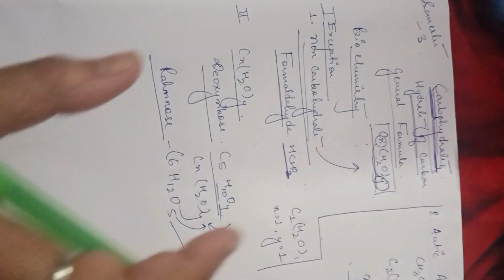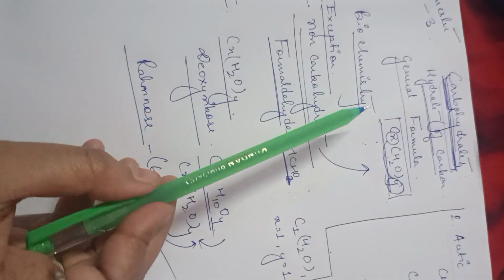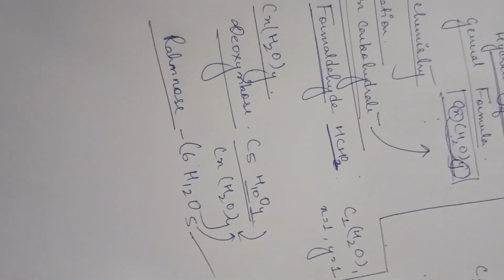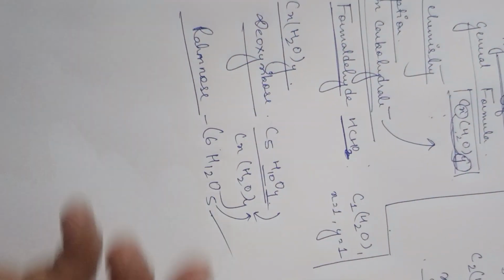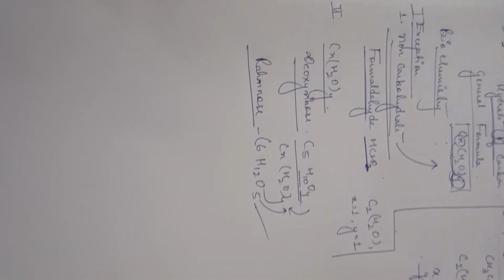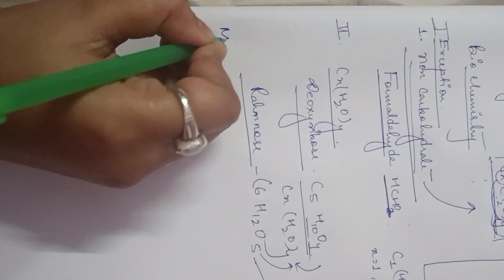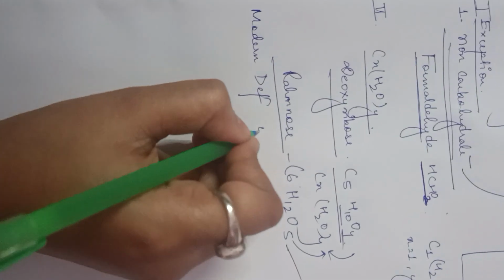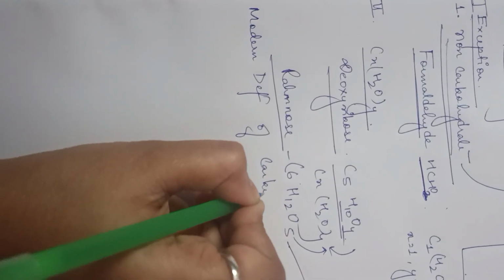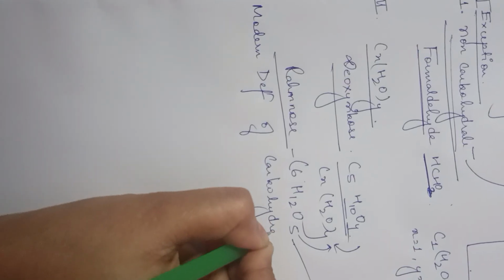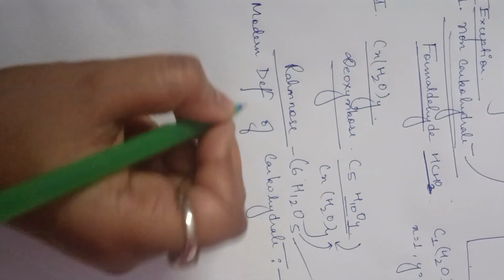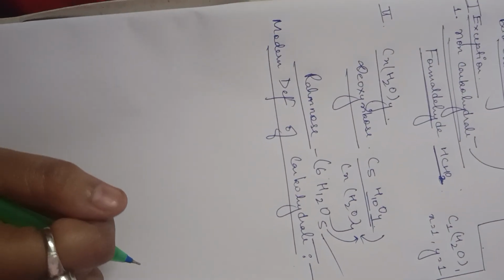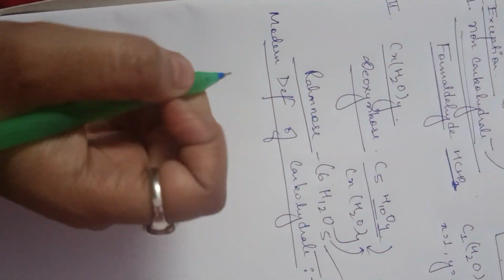Earlier it was considered that this general formula is for carbohydrate, but now we are modern, so obviously there is a modern definition of carbohydrate. Just give a heading: modern definition of carbohydrate. So let's go on with the modern definition of carbohydrate.